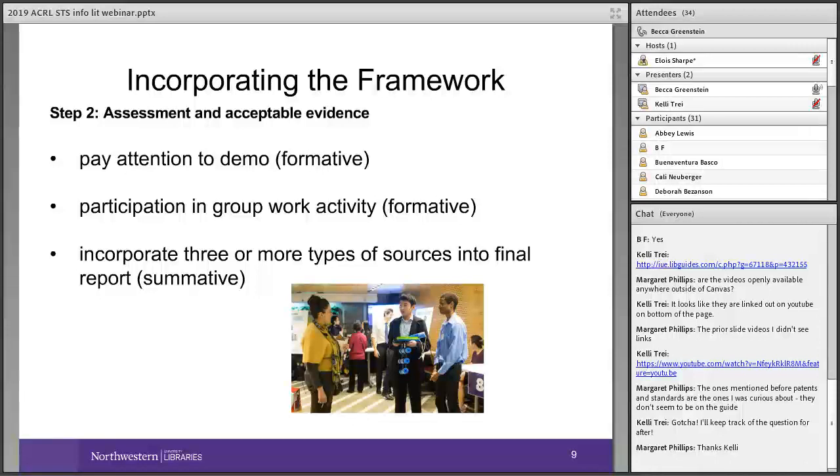But then the last one is what's called summative. So this is end of the quarter, end of the semester, can the students synthesize what you've told them? So this is incorporate 3 or more sources into their final report. Like I said, they're doing some sort of lit review, gathering information about their specific topic. And the picture here is from the DTC project fair. This was a few years ago.